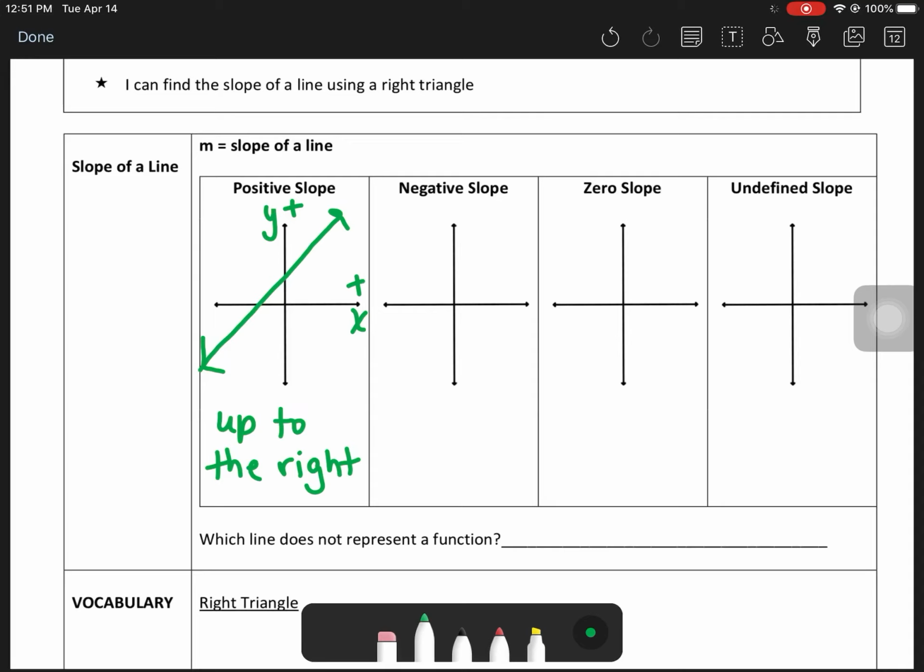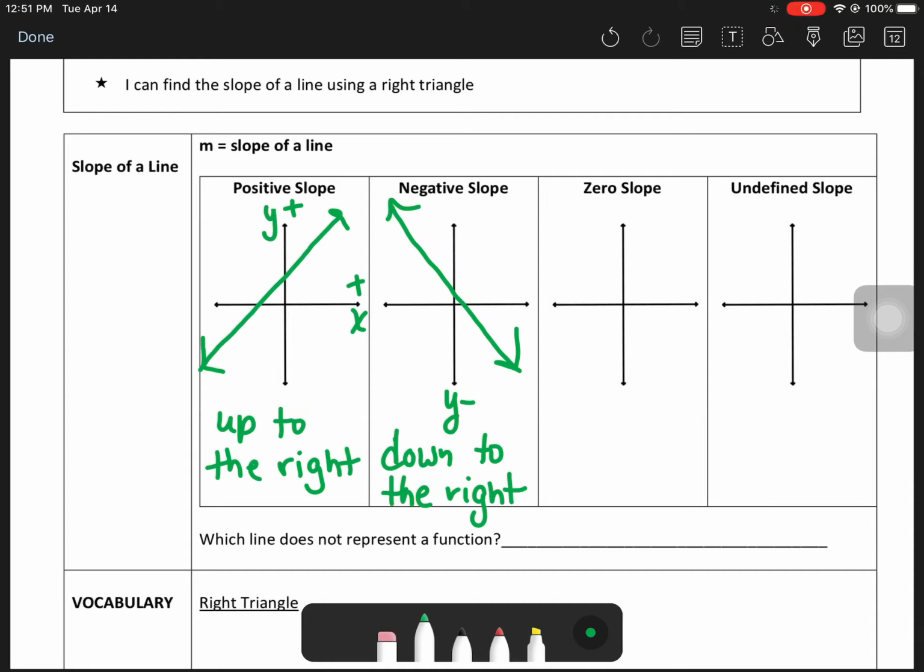So a negative slope is going to be going down the hill, and that's where the Y value is negative. It's pointing down the hill. So it's going down to the right as we read from left to right.